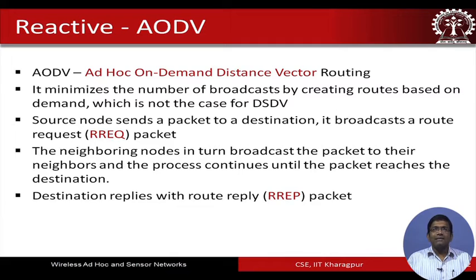RREQ packets are sent from the source towards the destination, which is again broadcast and rebroadcast at the intermediate nodes. The neighbor nodes will rebroadcast the packet to their neighbors in turn, and the process will continue until the packets reach the intended destination node. The destination node receives the RREQ, and on receiving it, it will initiate sending the RREP packet. RREP stands for reply. RREQ was the route request packet, RREP is the route reply packet.